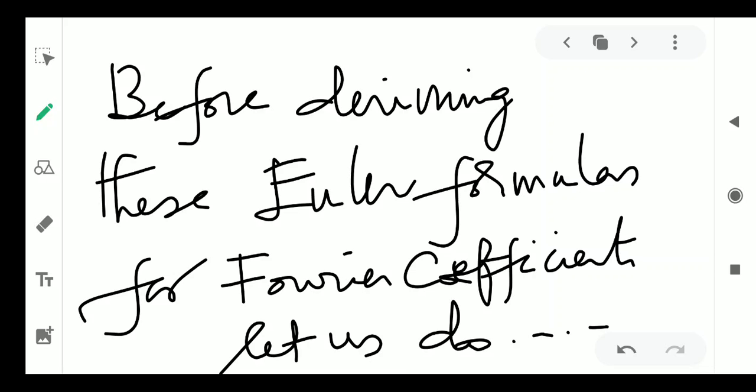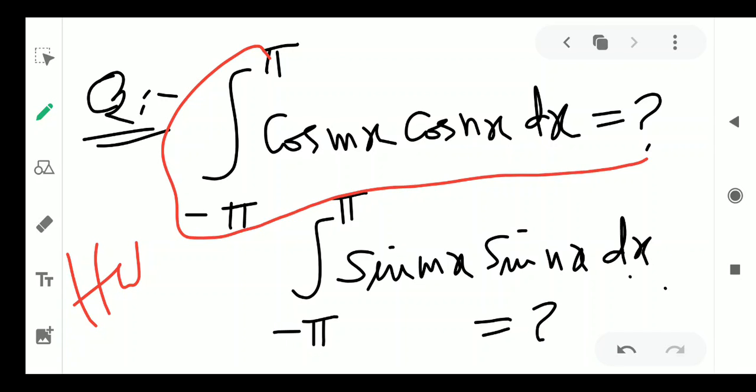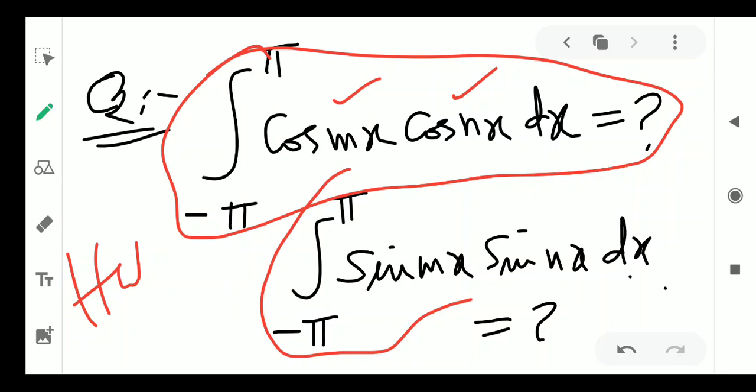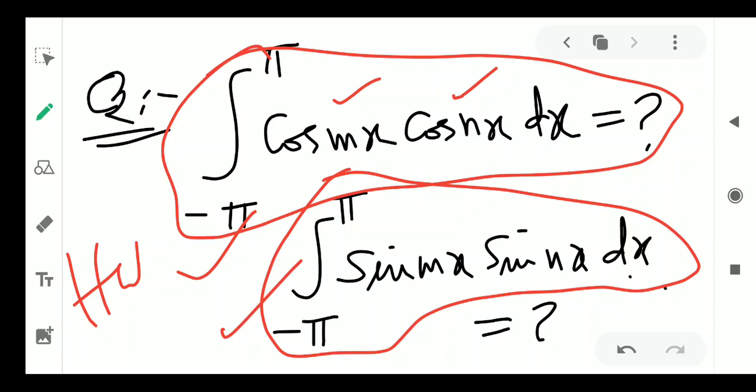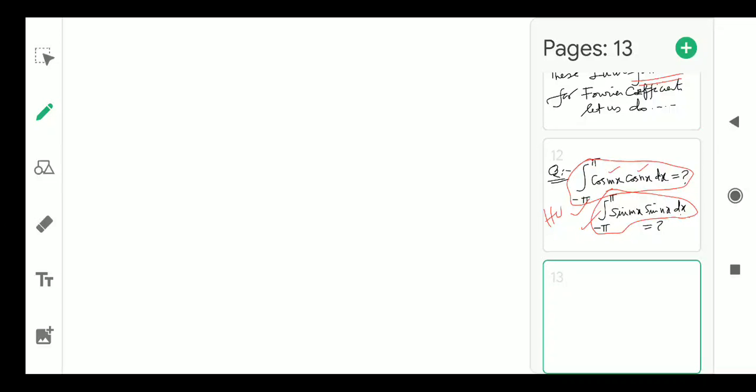Before deriving Euler's formula, let me ask one question. These are homeworks. How to find the integral from minus pi to pi of cos mx into cos nx, where m and n are integers from 1 to infinity? And similarly, what is the value of the integral from minus pi to pi of sin mx into sin nx? So the knowledge of these two integrals is essential. As you know integration from your plus 2 classes, you must be aware of that. Then only we will be able to derive Euler's formula for Fourier series.